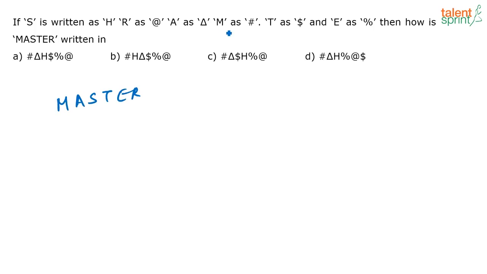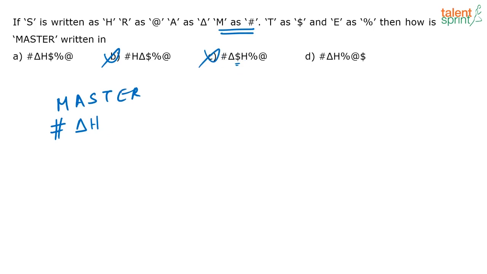Now, it is given M is coded as hash. So, this has to be hash. Then next one, A is coded as triangle. Now, when A is coded as triangle, eliminate this option. That option is not there. Then next you have S. S is written as H. So, next has to be H. So, this option is eliminated. Now, because here it is dollar, correct? So, that is eliminated. Now, you are left with two options.